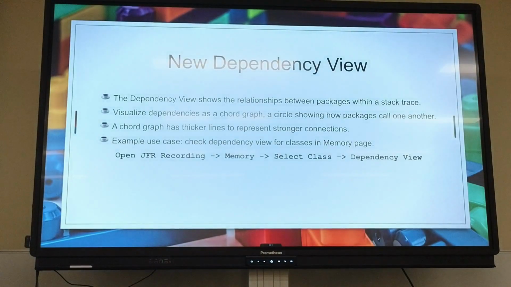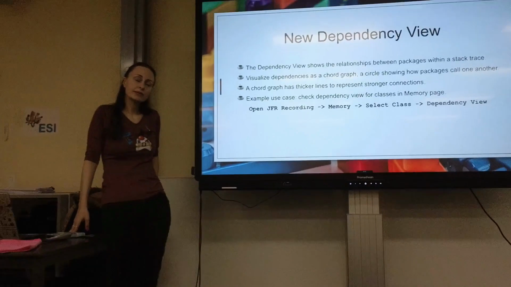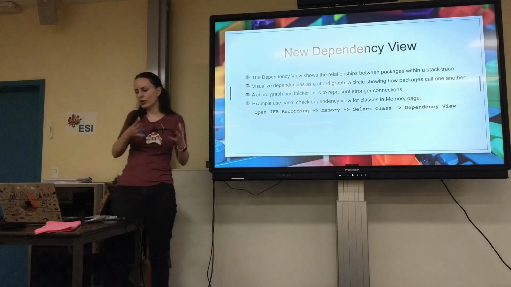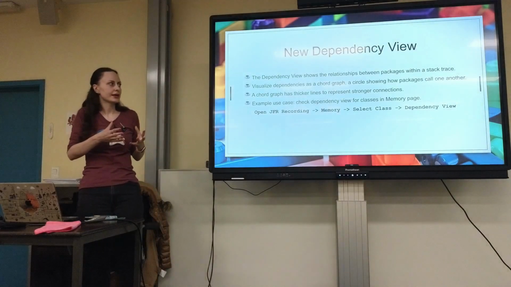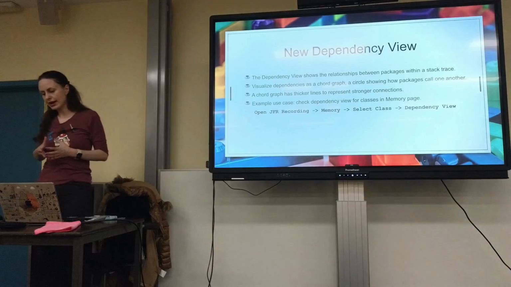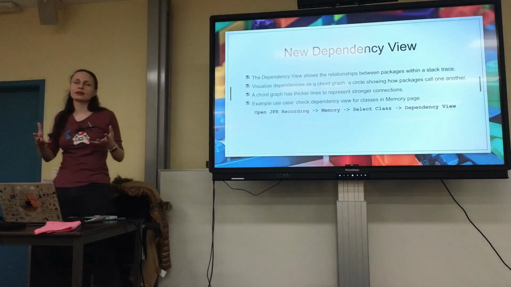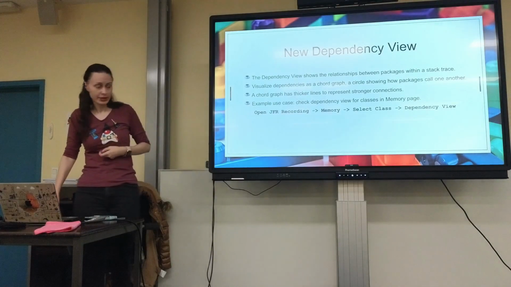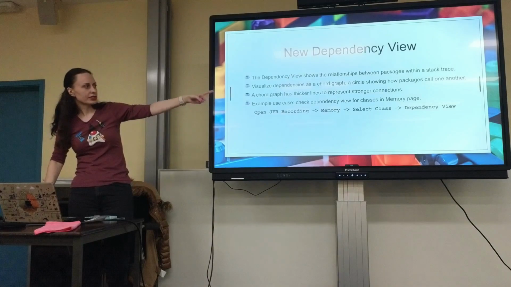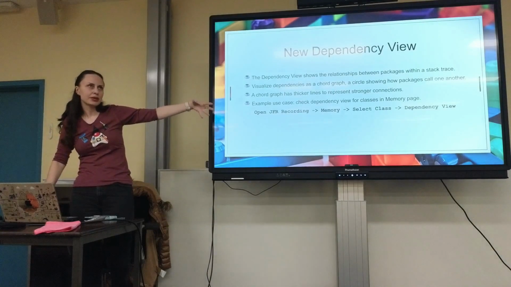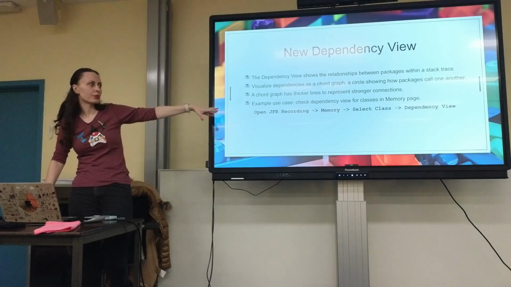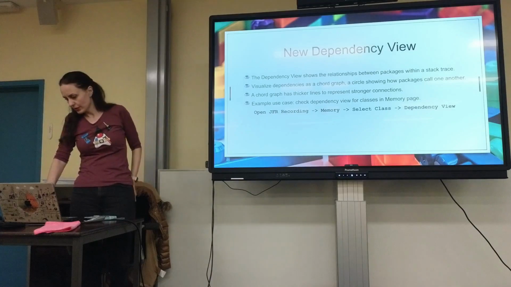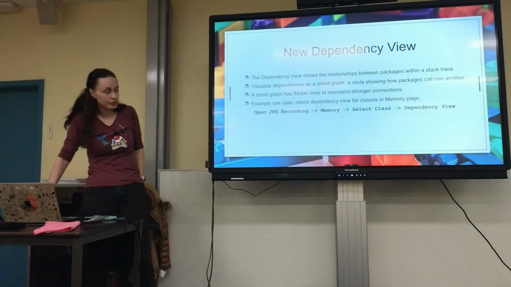And of course, a new dependency view. So there's a new dependency view with a chord diagram where you can see a graph with thicker lines for dependencies that have stronger connections. For example, if you have more connections to a specific module or specific package, you're going to see stronger connections in the chord diagram. And that's a way to visualize the chord diagram, because it doesn't appear in all the views. For example, for memory, if you're selecting a class in your memory, then you can see the dependency view and then go and see the chord diagram.